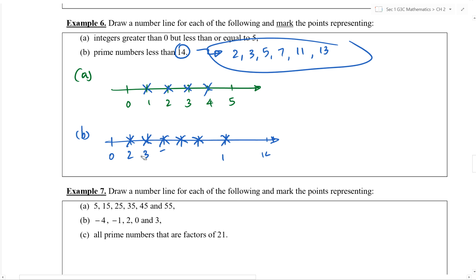So as you can see, there is no very fixed answer, as long as your work is presentable and it is reasonable. So in this instance, I think it is good for us to list down all the integers from, for example, 1 to all the way until 14.